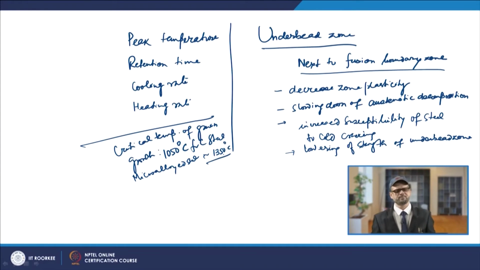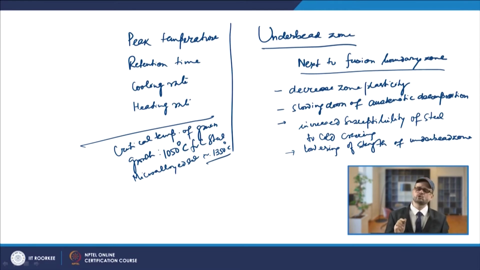So when the critical temperature for grain growth is higher, the grain growth will be somewhat smaller, because the range of temperature going above that critical temperature will be smaller in these cases. The microalloyed steel is microalloyed with certain elements which are strong carbide formers, or which are used to refine the grain structure. In those cases the critical temperature of grain growth is very high, and the grain growth will certainly be at a somewhat lesser level.